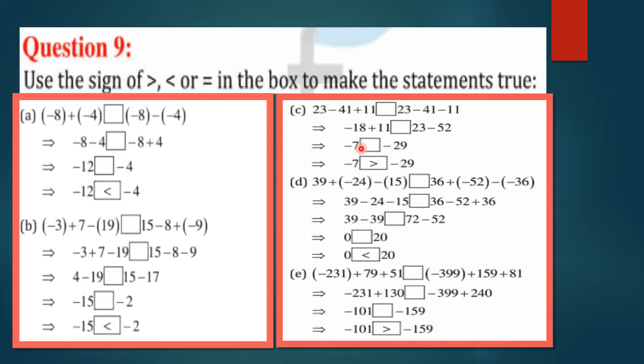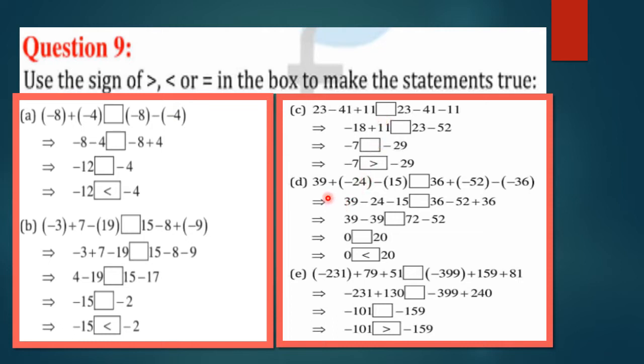Subtract and put greater sign. So minus 7. Here also subtract and put greater sign. So minus 29. Now minus 7 and minus 29, minus 7 is greater. So in this box you have to put greater sign.